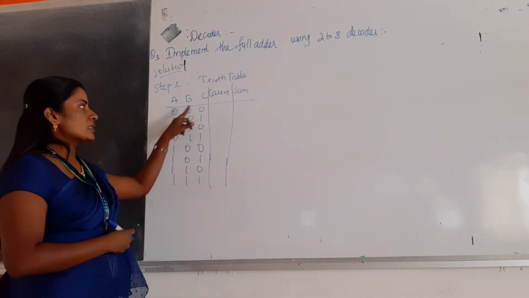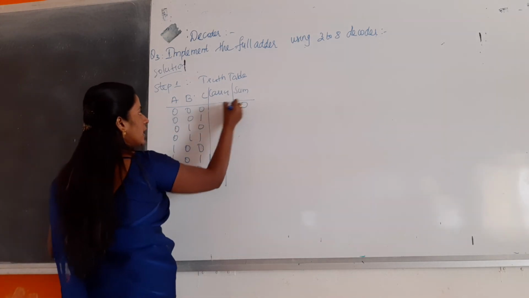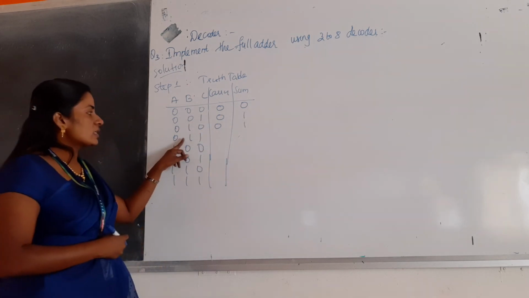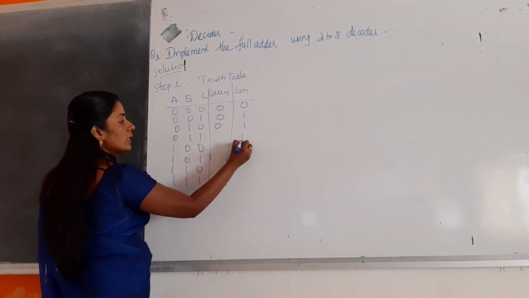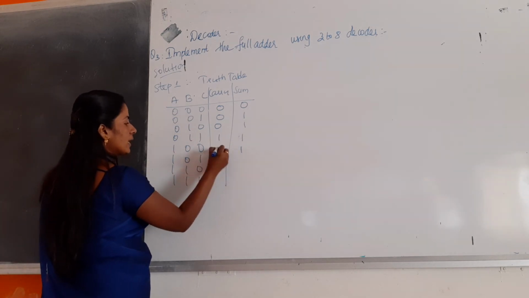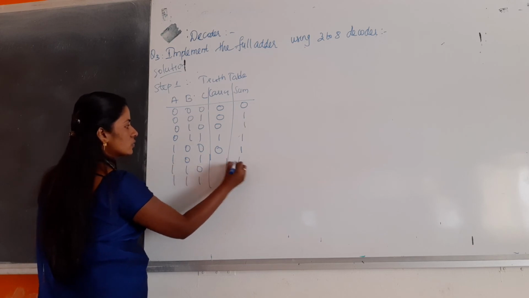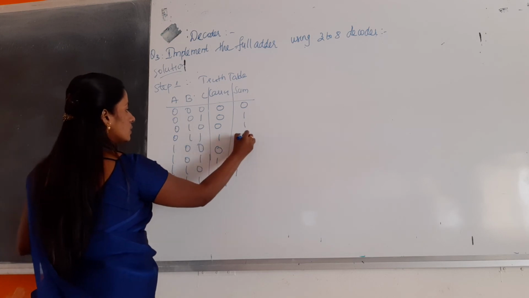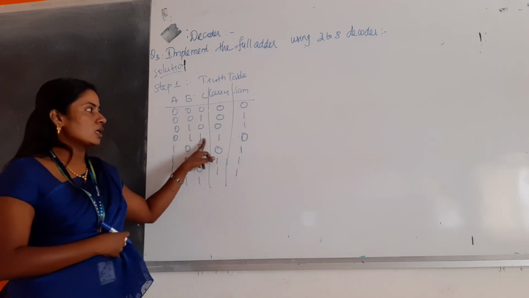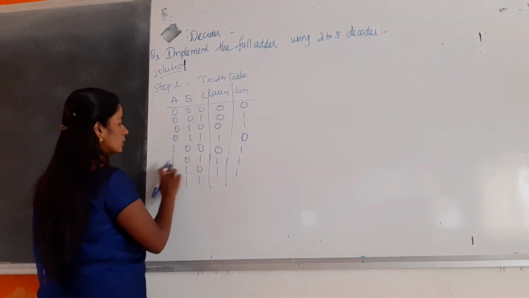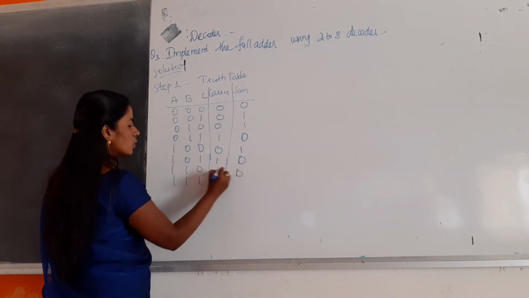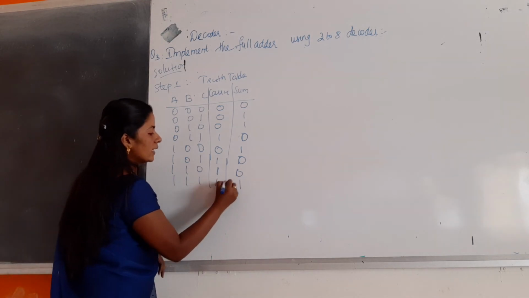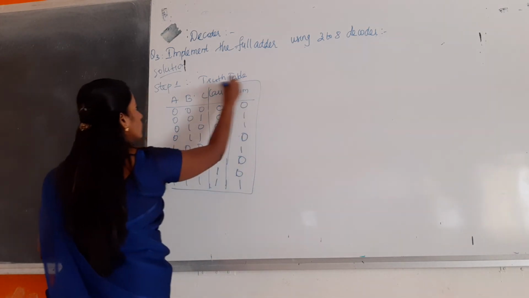Sum and carry. 0 plus 0 plus 0. Sum 0, carry is also 0. Sum 1, carry 0. Sum 1, carry 0. 0 plus 1 plus 1 plus 1. Sum 1, carry is also 1. This is sum 1, carry is 0. Here 2 ones are there, so 1, 1. Again, sorry. 1 plus 1, sum 0, 1 carry. Sum 0, 1 carry. Sum 0, 1 carry. 1 plus 1 plus 1, so 11. Sum is also 1, carry is also 1. So this is the truth table.